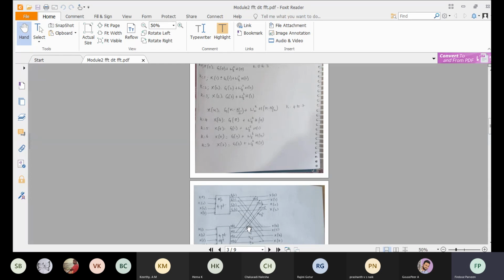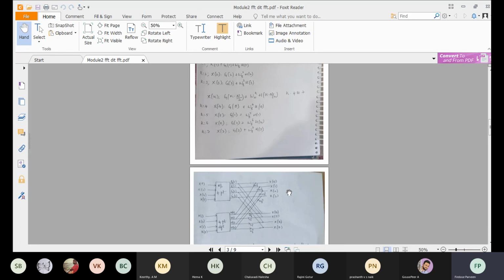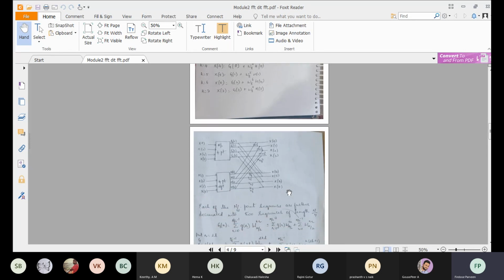This will be your w to the power of 4, w to the power of 5, w to the power of 6, w to the power of 7. This is also called a butterfly diagram. So like this you will be getting x of 0, x of 1, x of 2 and x of 3.